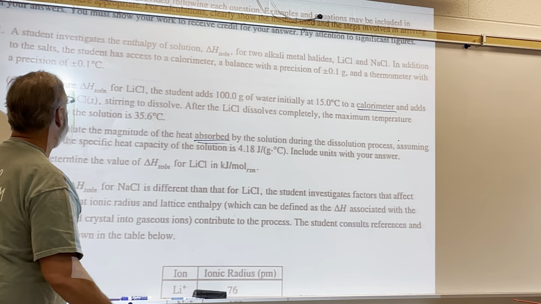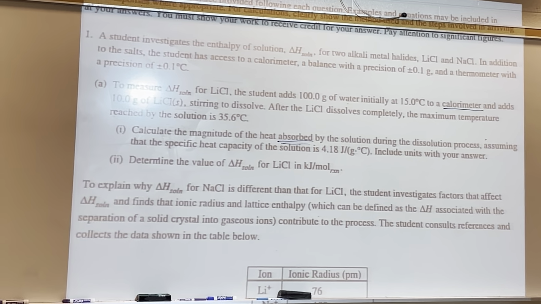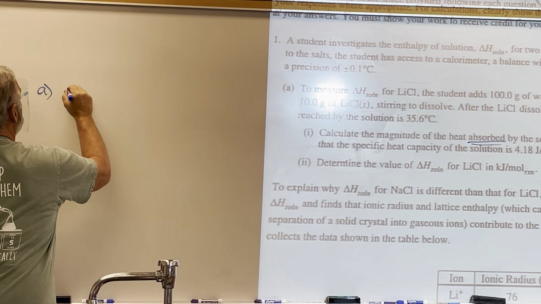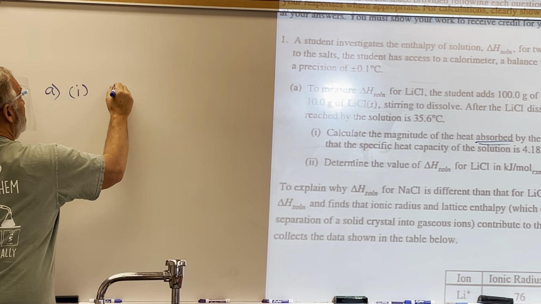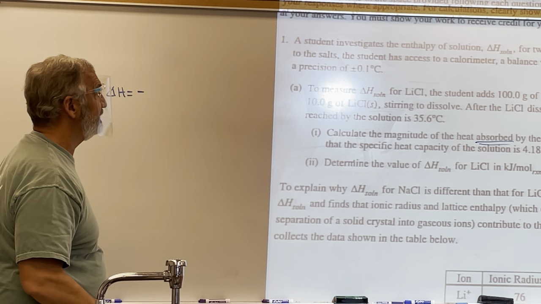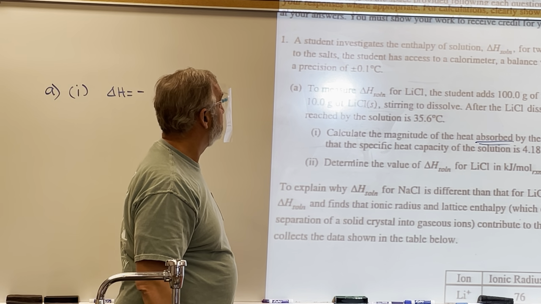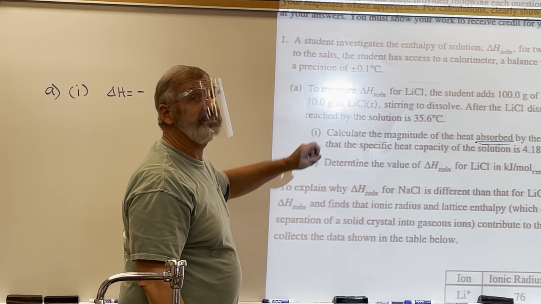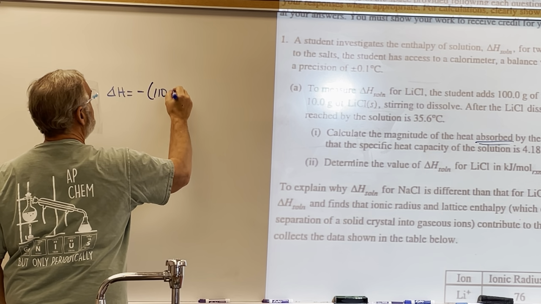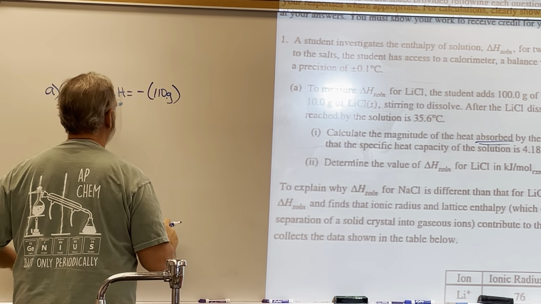So, again, let's just go ahead and come over here. Delta H, this is going to be part A, 1. Delta H is going to equal negative m c delta T. So what's the mass going to be? Okay, 110 grams. And that's 3 sig figs, because this is 100.0. We can actually go to 110.0.